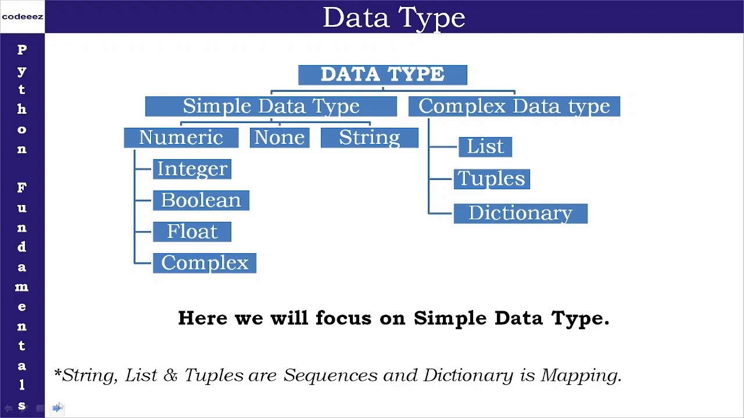So in simple data type we have three categorizations: numeric, none and string. And in numeric we have integer, boolean, float and complex. Here float and complex can be bundled under real data type. And in complex data type we have list, tuples and dictionary. In this video, we will be discussing simple data types, and complex data types we will discuss further, because list, tuples, dictionary are all individual topics, right? So here we are going to start with simple data types, that is numeric, none and string.